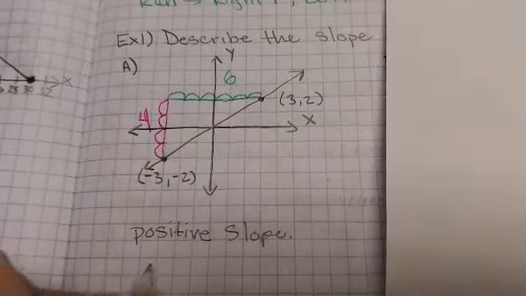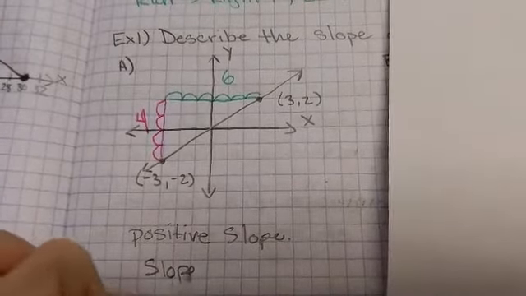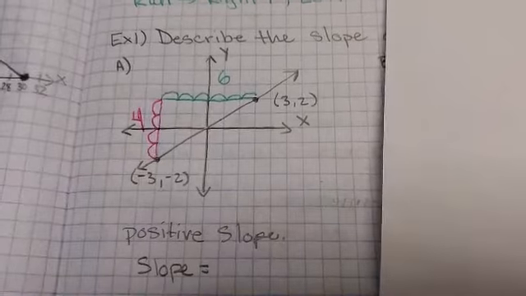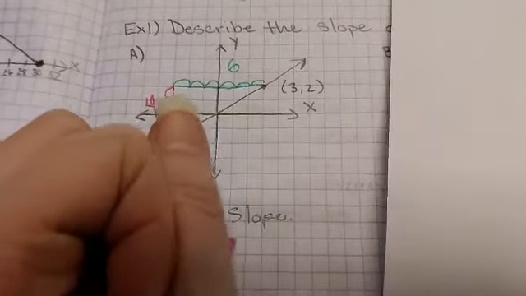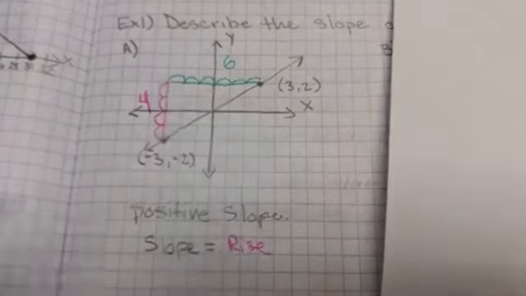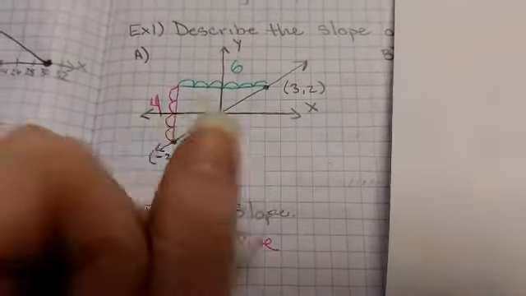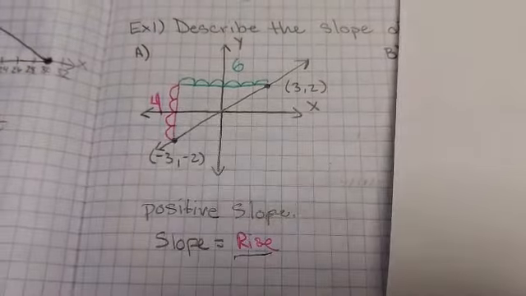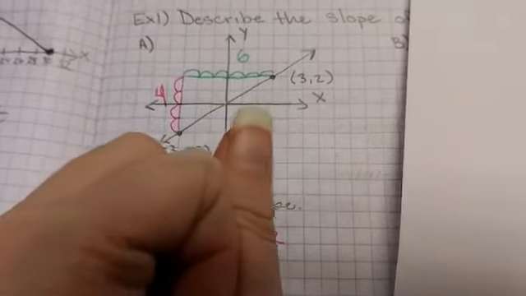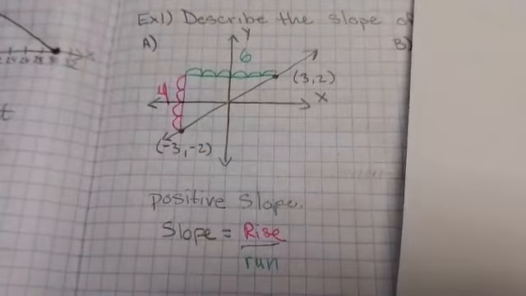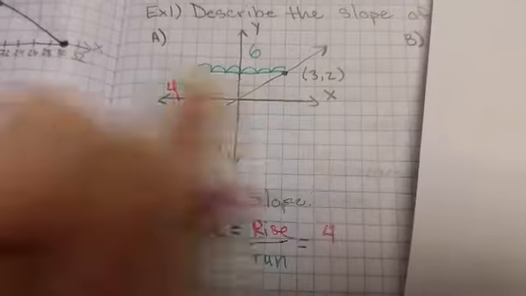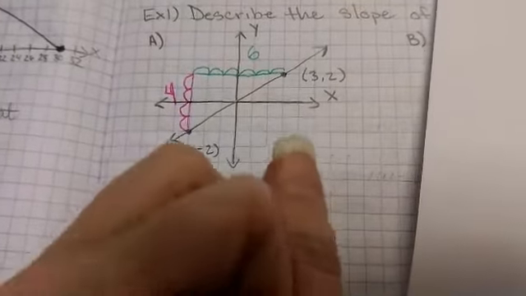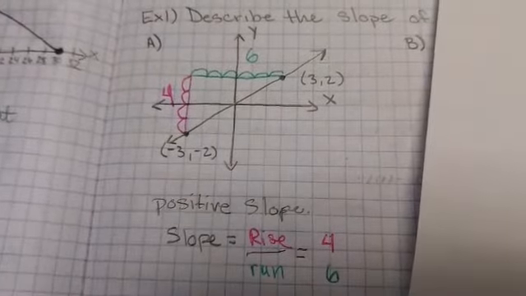So we know that our slope is our rise over our run. So in this particular case, we rose 4, and we went for a run of 6.